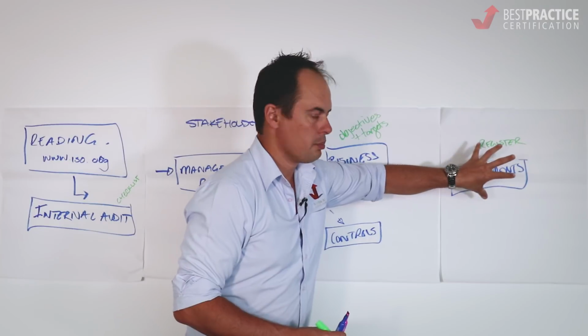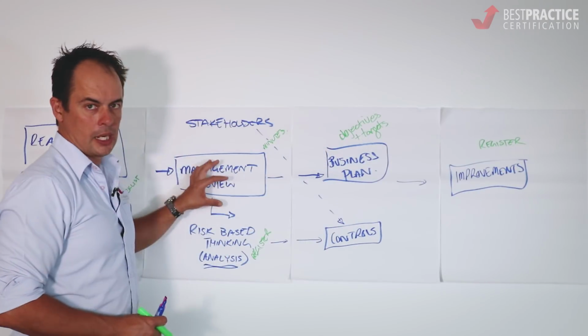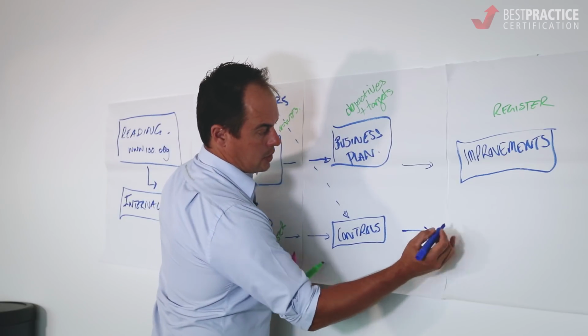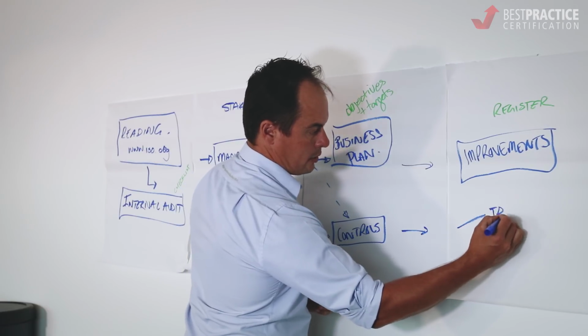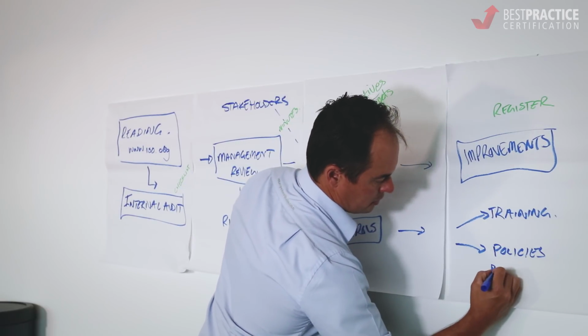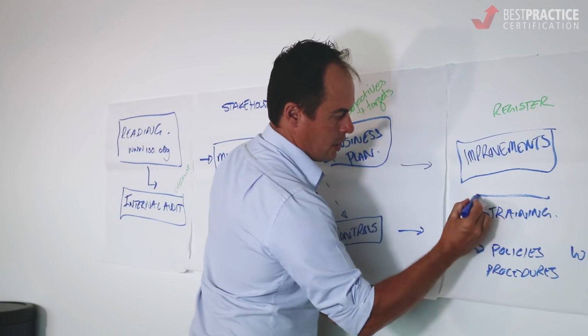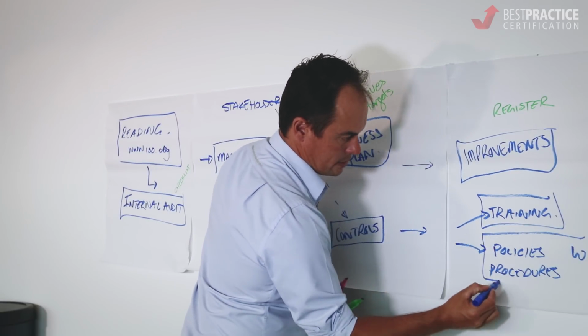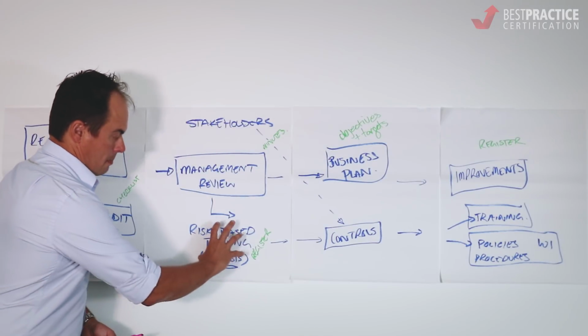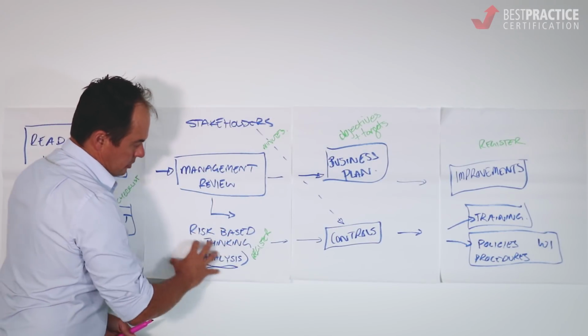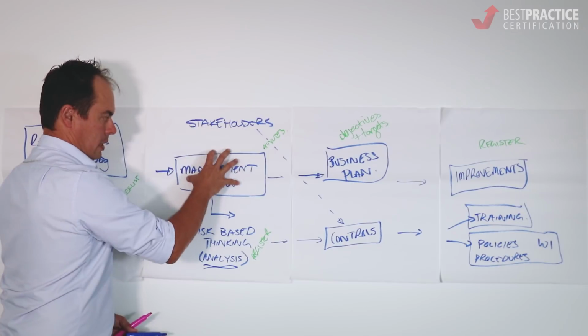Now those improvements, they're going to feed back into management review. And there's a bunch of other things we can start to look at. We can look at training, policies, procedures, work instructions, guides, all those sorts of things. These are all different ways to have people manage the risks. So it's all about this risk management here in the context of management review.